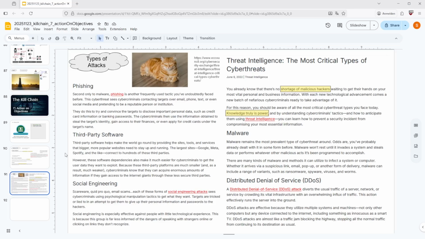Then you have third-party software. That's interesting. What is this? Third-party software helps to make the world go round by providing the site tools, services that bigger, more popular sites need to stay running. Google, Meta, Spotify connect to hundreds of these third parties. However, these software dependencies also make it much easier for cyber criminals to get the user data they want to exploit. Because these third party platforms are much smaller, cyber criminals know that they can acquire enormous amounts of information if they gain access to the internet giants through these less secure third parties.